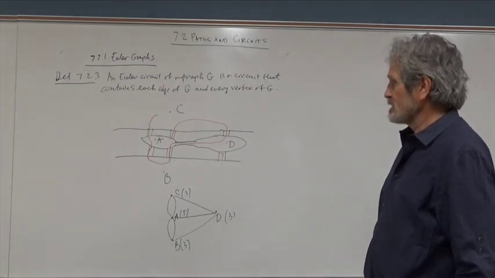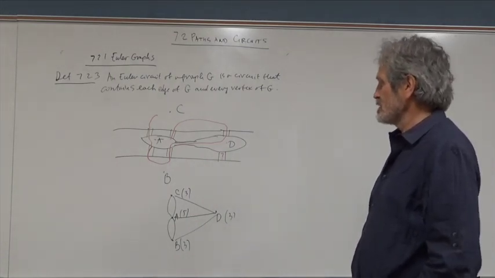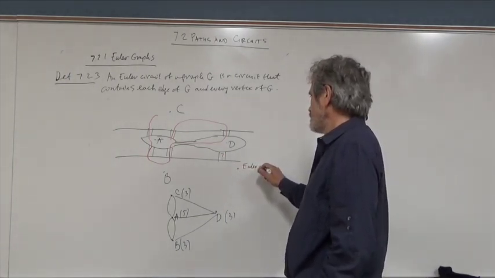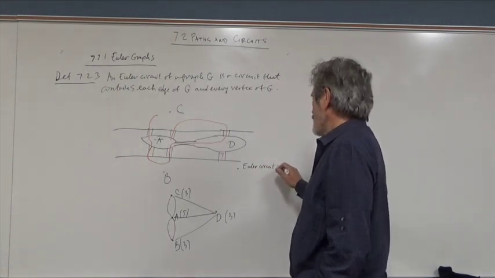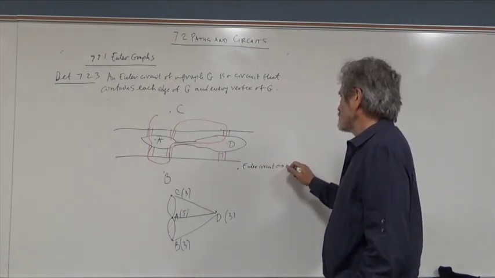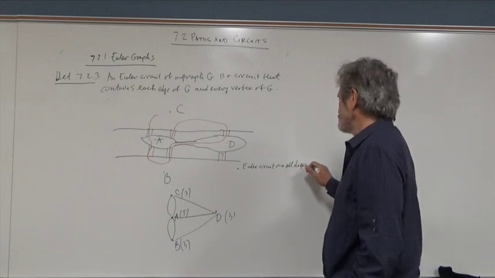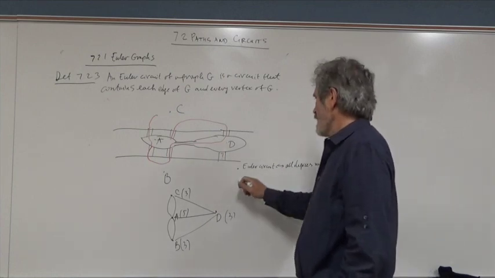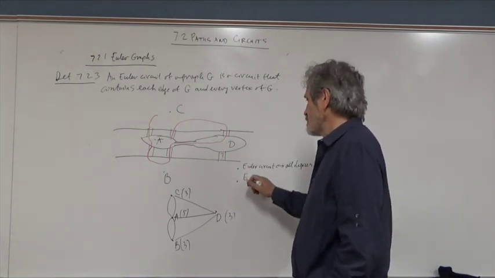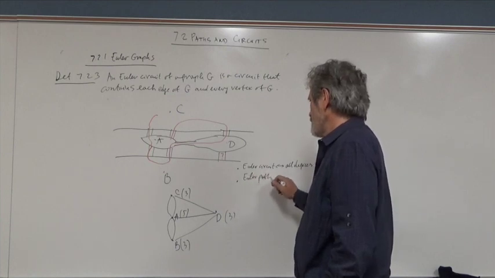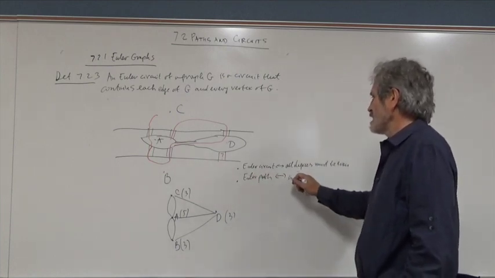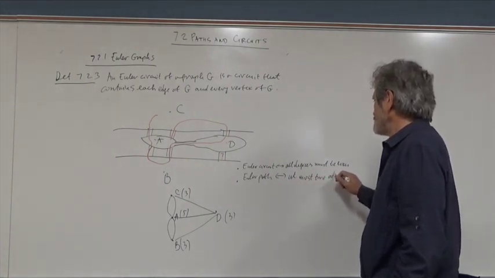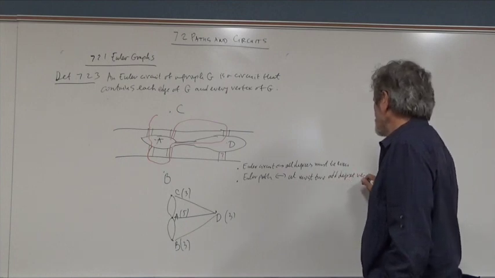And then what we'll see in a minute, that will be our theorem actually, if you want to have an Euler circuit, we must have all the degrees even. And then if you allow just an Euler path, then that means at most two odd degree vertices.